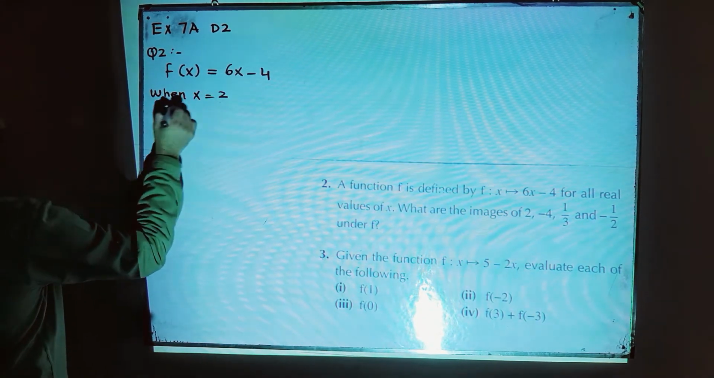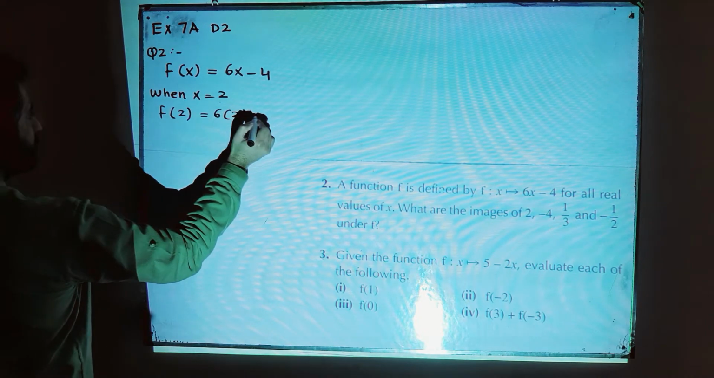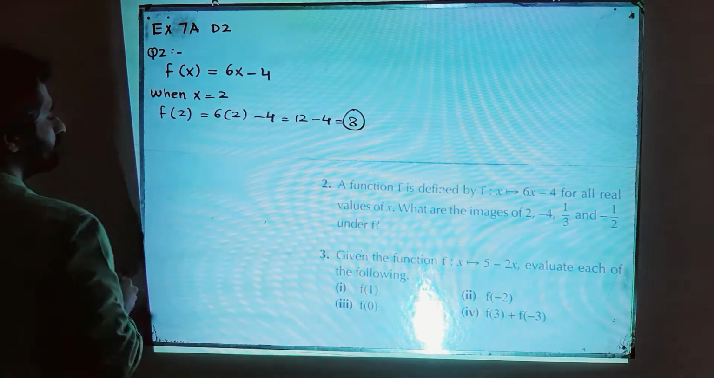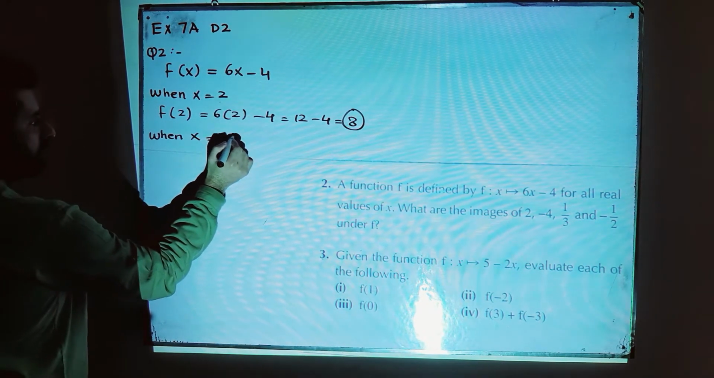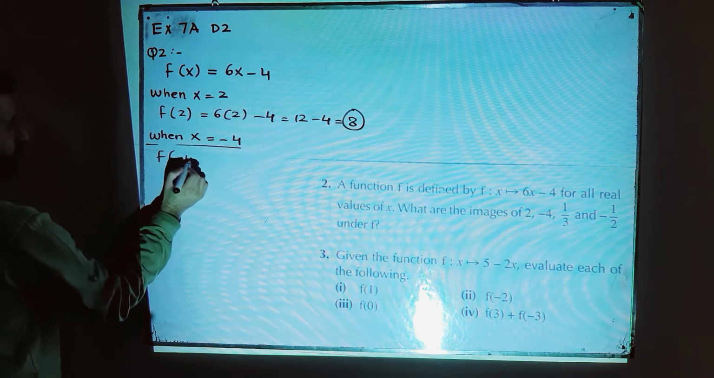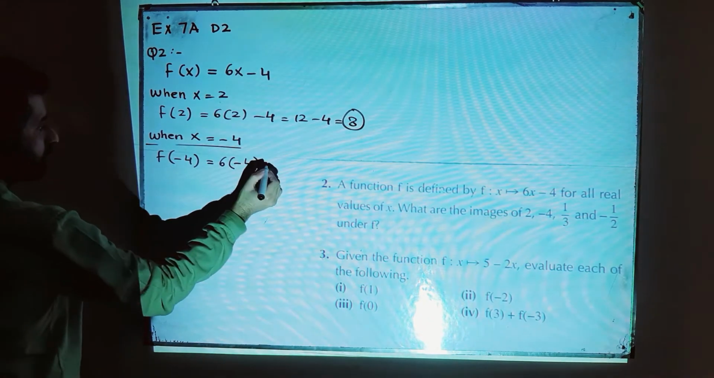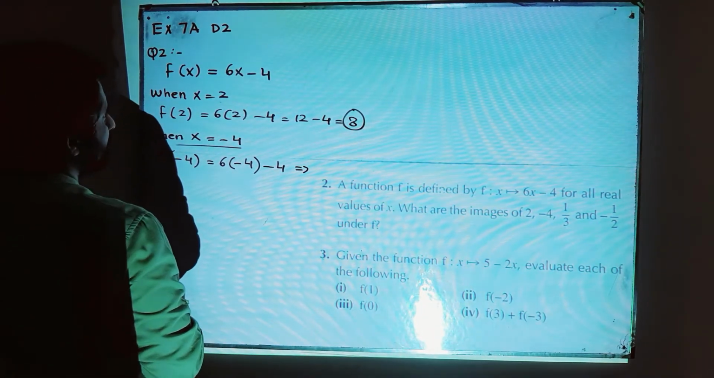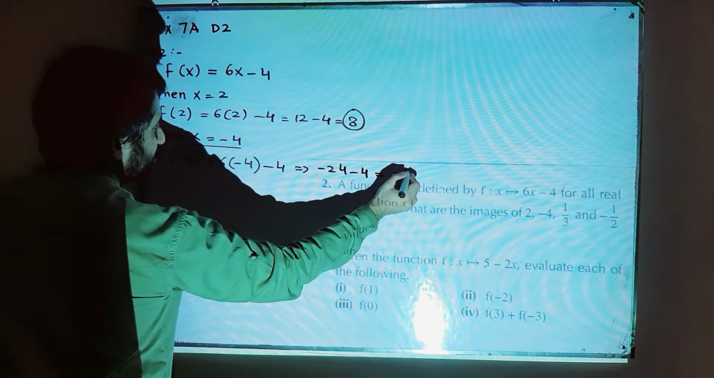x is 2, you can use x equal to 2 in your function. 6 into 2 minus 4, that is 12 minus 4 will give you 8. When x is minus 4, the value of function at x minus 4 can be obtained when you will use x equal to minus 4 in your given function. 6 into minus 4 is minus 24, and minus 4 will give you minus 28.